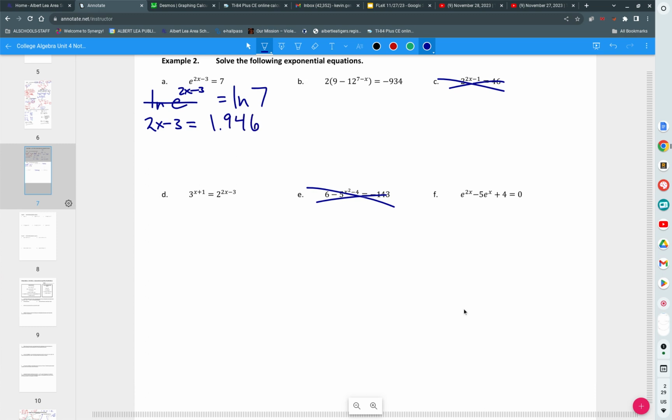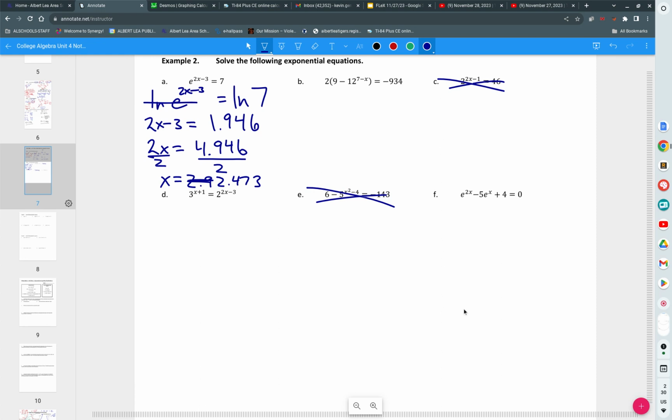Now it becomes a very easy equation to solve. We add 3 to both sides. 2x is equal to 4.946. And then we divide by 2. X is 2.473. Very good. Were you going to add 3 to both sides? I did. So I added 3 to the 1.946 to get the 4.946. Yep, I see. Okay. All right.